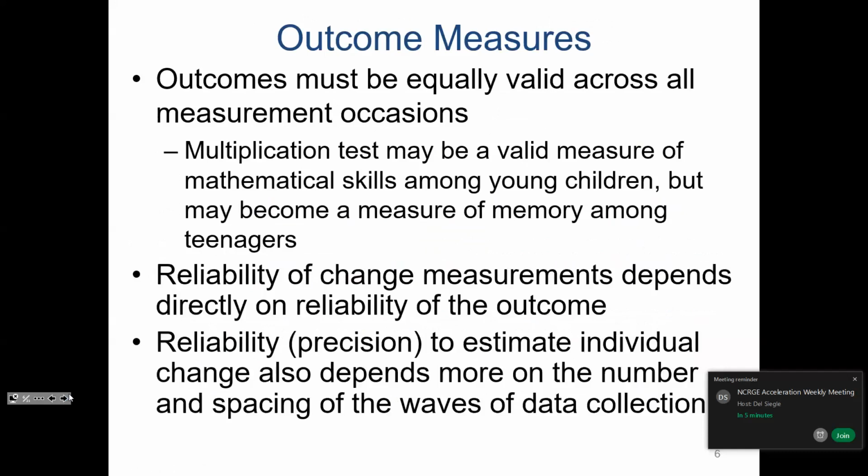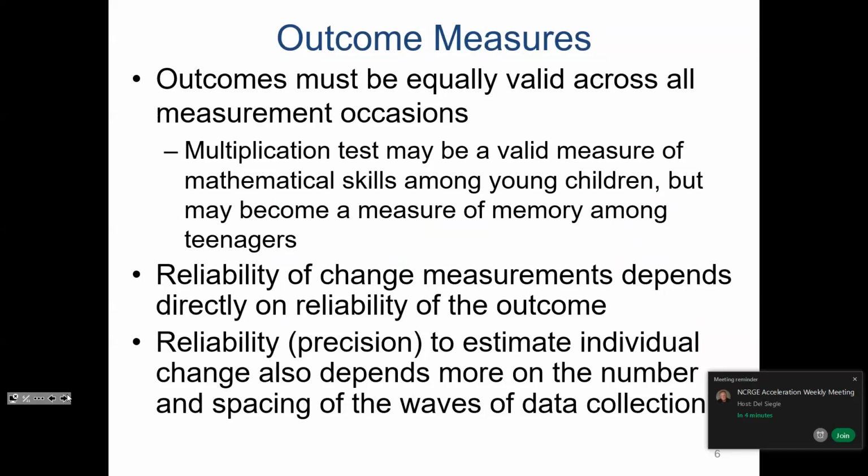And as I said, the outcomes have to be equally valid across all measurement occasions. So just using the same test doesn't necessarily completely solve the problem, and we have to think about validity issues here. For example, a multiplication test might be a really good measure of math skill for a little kid, but it's a really lousy measure of math skill for a high schooler or a college student. It's more a test of memory at that point, probably. You can't just say, I'll always use the same test, because this test may have floor effects or ceiling effects. It may not be equally valid across all those time points.